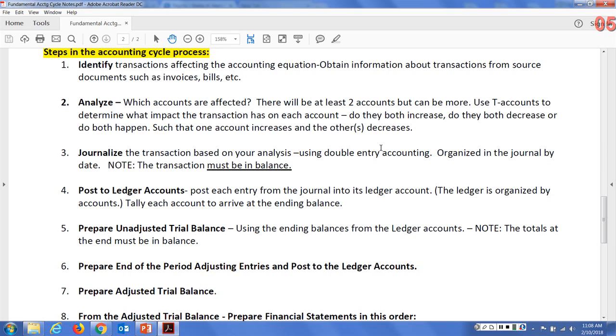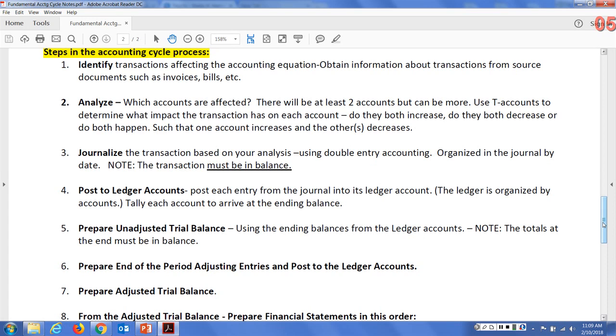They're going to trail with you all the way to your financial statements, which is basically your end product. So keep in mind that the transaction must be in balance, otherwise you're going to have problems. Next, you post to ledger accounts. So you're posting each entry from the journal to its ledger account.